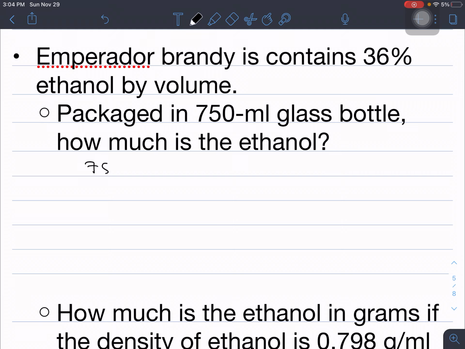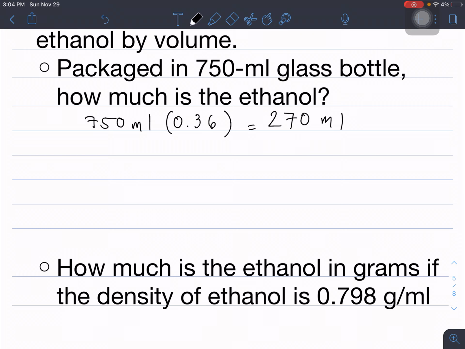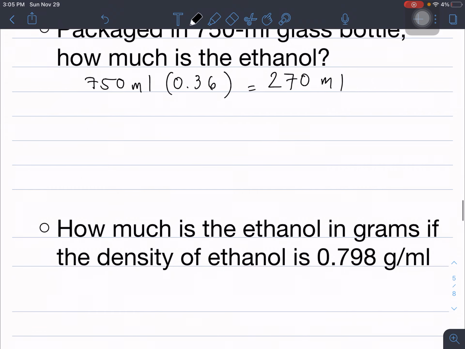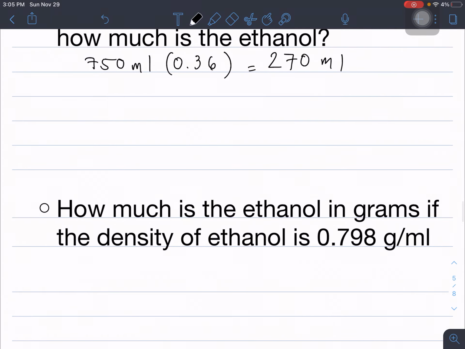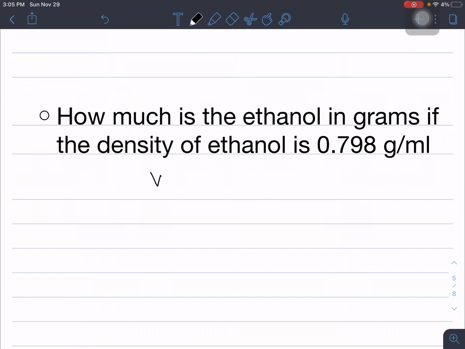Since we have 750 ml of brandy, 36% of it will be ethanol. So we should multiply this by 0.36. Turns out there are 270 ml of ethanol. Okay? So 270 ml is ethanol. Now we would like to identify the mass in grams. Given the volume, we would like to identify the mass in grams of ethanol present. So we would like to convert volume to mass.